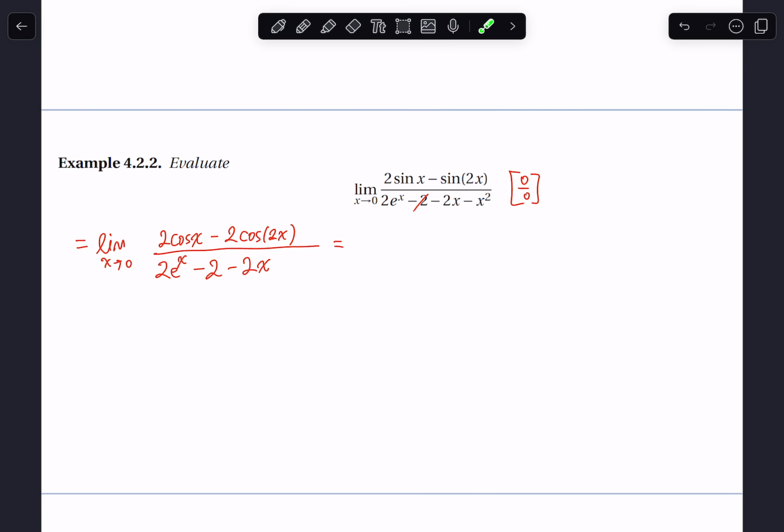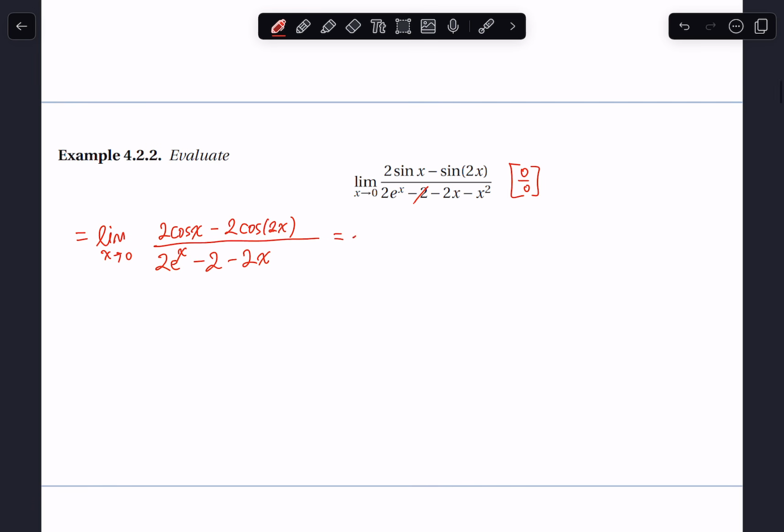Now if you plug in 0 here, this is 1, this is also 1, so this is 2 minus 2, 0, and this is also 0, and we have to apply the L'Hopital's rule once again. So this is once again indeterminate form. If you apply the L'Hopital's rule once again, we get minus 2 sine of x minus 4 sine 2x, right? Divided by 2e to the x minus 2.